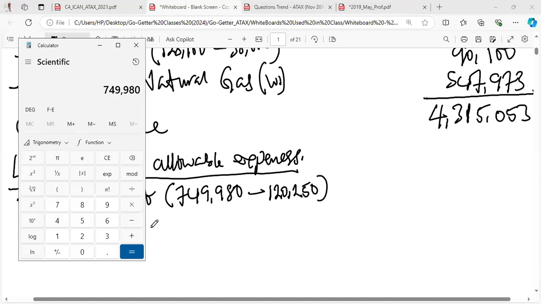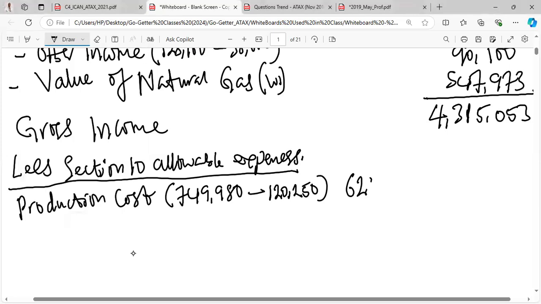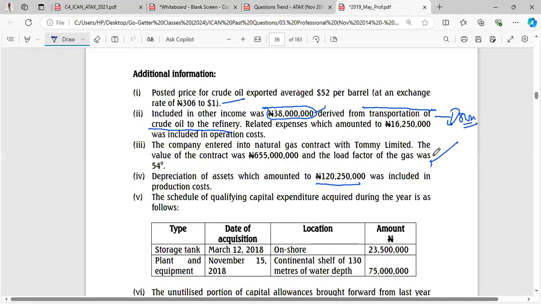749,980 minus 120,250. And that gives us 629,730. So we've done with production costs. So it's better to start from your additional information and be adjusting, because if you have not done that and you went to write your production cost and do everything up here, you will not know that there is an adjustment. So the next thing to do here is, this is a schedule of qualifying capital expenditure.